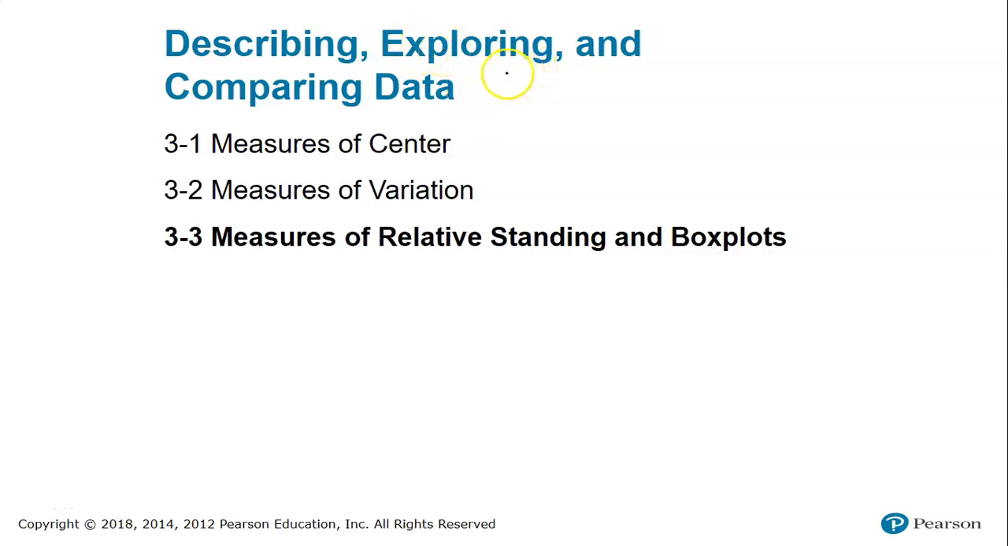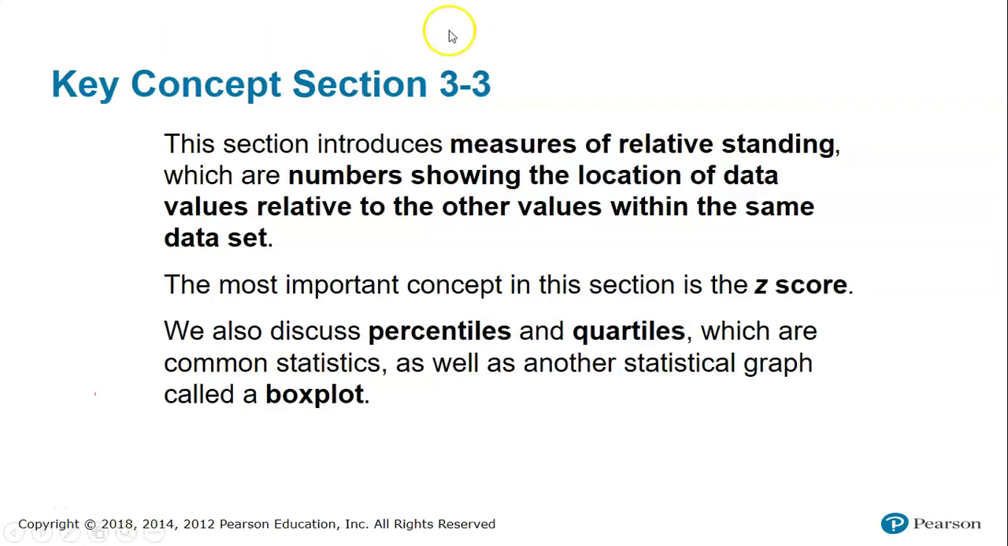Today we're going to be looking at section 3.3, measures of relative standing, and also box plots. In this section we're going to be looking, like I said, at measures of relative standing, which are different ways that numbers can show the location of data values relative to other values within the same data set. So we'll be looking at percentiles and quartiles and also z-scores and some of these other things that give us some measure of relative standing.